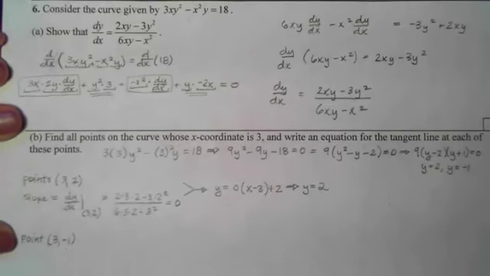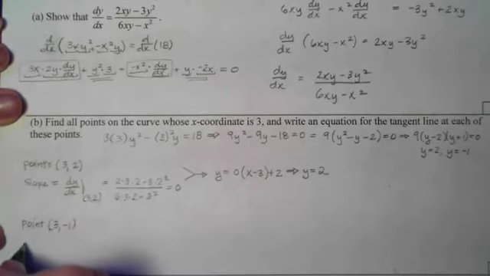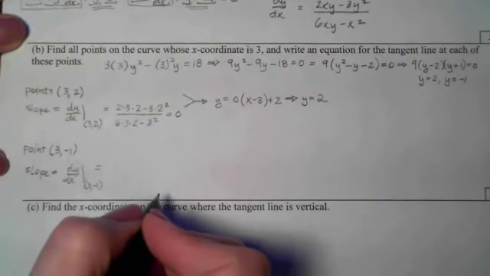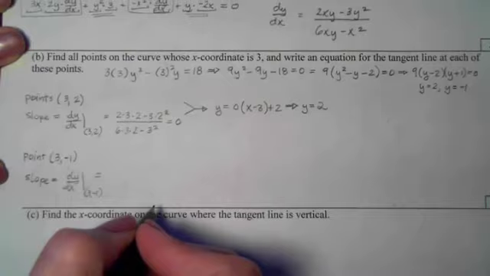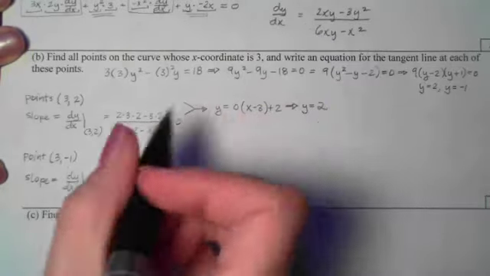So we also need this slope for the second line. So we've got the point is (3, negative 1). So the slope for the second line will be dy/dx evaluated at (3, negative 1), which means wherever we have an x coordinate, we're going to put a 3. Wherever we have a y coordinate, we're going to put a negative 1. So I'm going to refer to this slope right here because I've got it written.